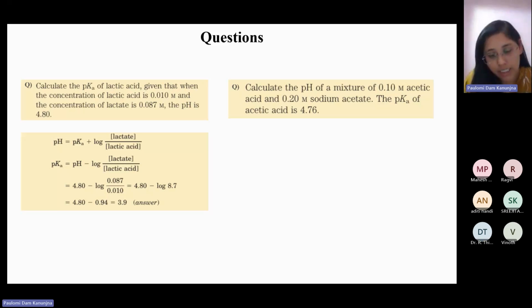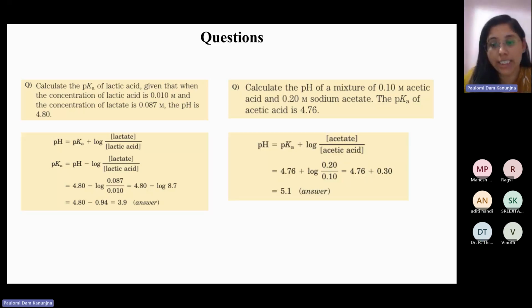Like last time, this answer here is again rounded off, but I think people have got it correct, 5.06. So you have pKa 4.76, which is in the question. You have located your proton acceptor and proton donor. If you have done that, you get to this point, which is 4.76 plus 0.30, which is 5.06 or 5.1.